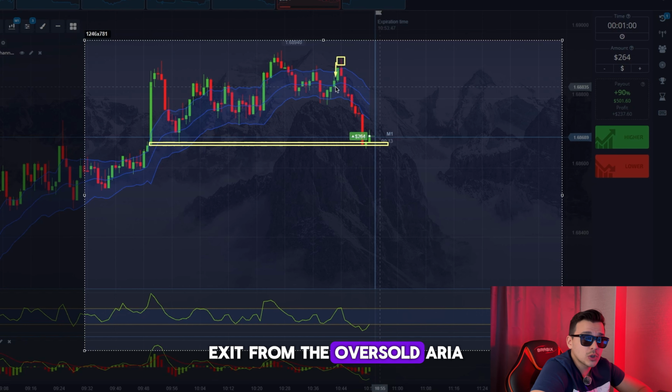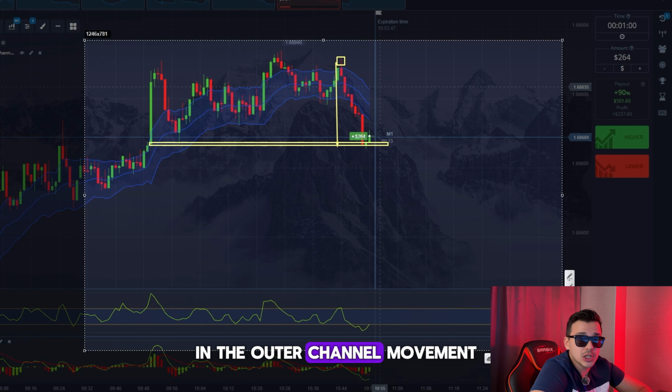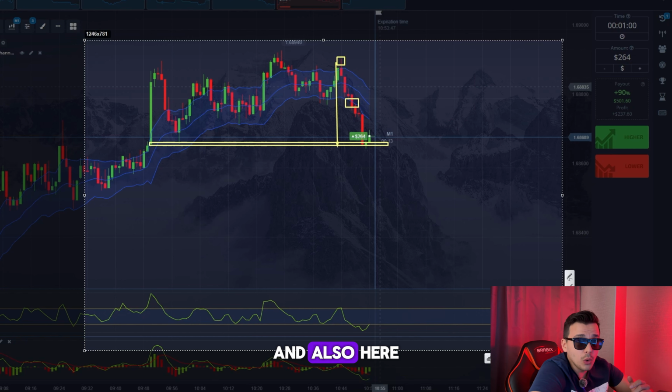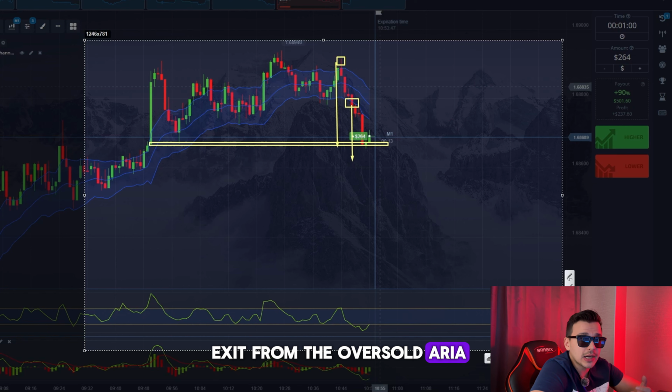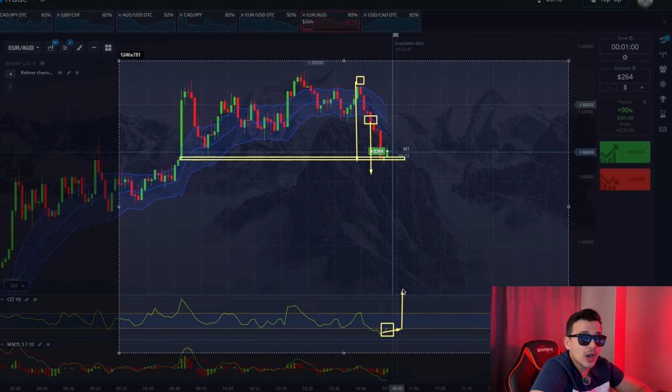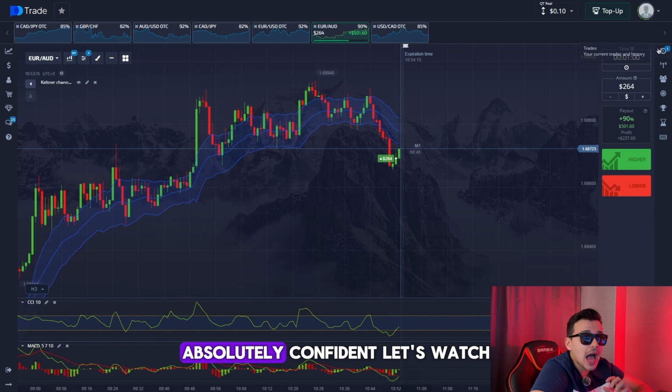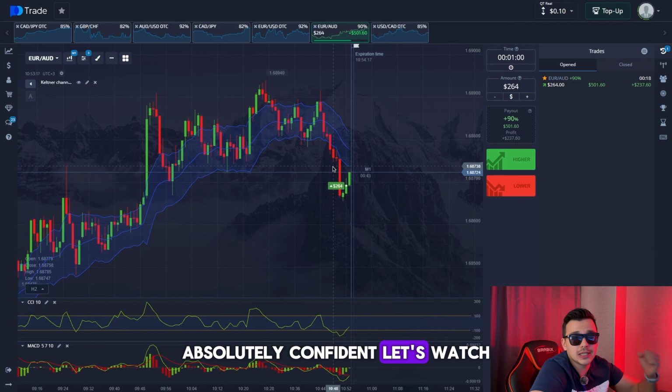Exit from the oversold area in the outer channel movement. And also here we already have an exit from the oversold area waiting for us. So here we are opening a trade on the upside, absolutely confident. Let's watch the result.